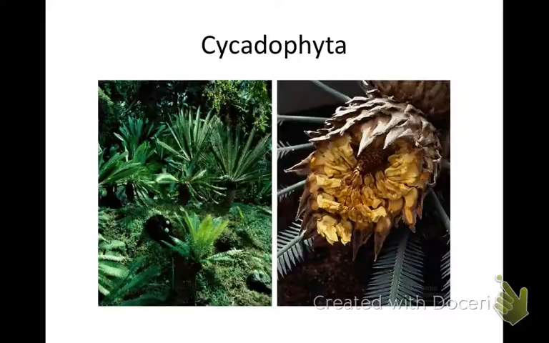Our second type are called Cycadophyta. These possess a large cone, and they're in the center of palm trees. So this is palm trees. And why do people like palm trees? Because it reminds them of the beach and tropical areas, and they're pretty to look at.